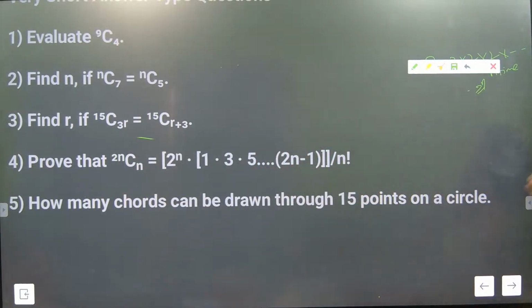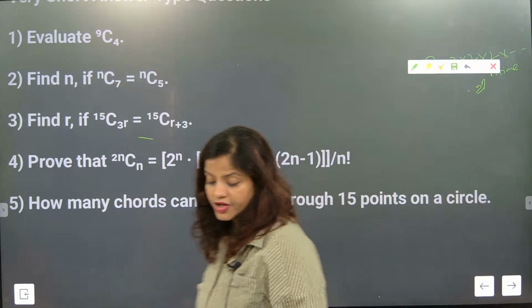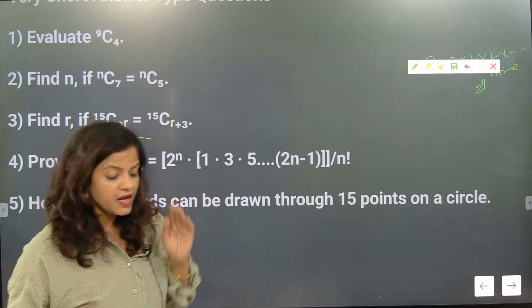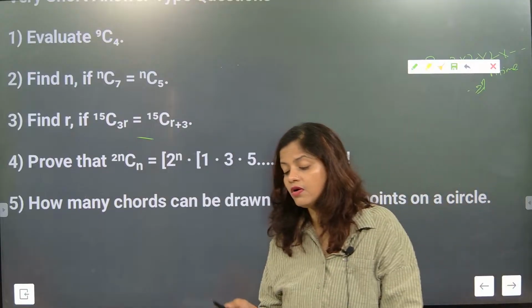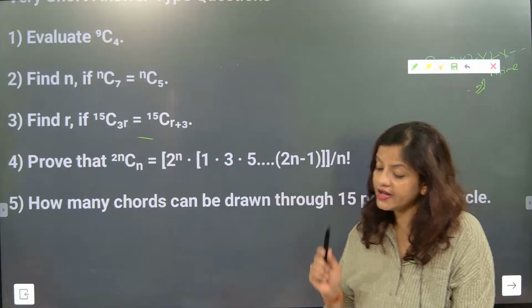how many chords can be drawn through 15 points on a circle? Super question. How many chords can be drawn from 15 points in a circle? Think very carefully and then answer the question. Try this question, Orbita. For drawing a chord or a line segment, how many points are needed? Just think like that and you will get the answer.